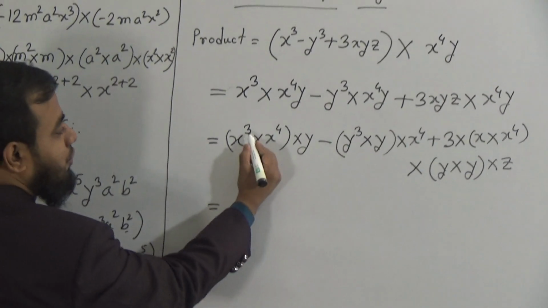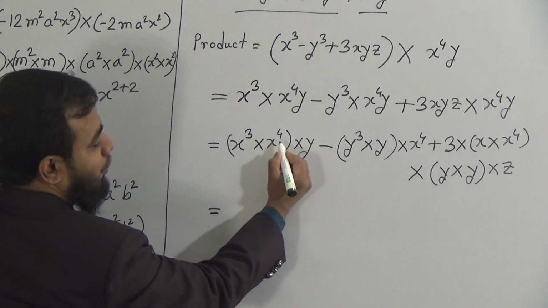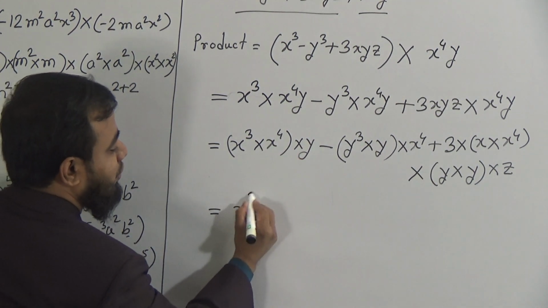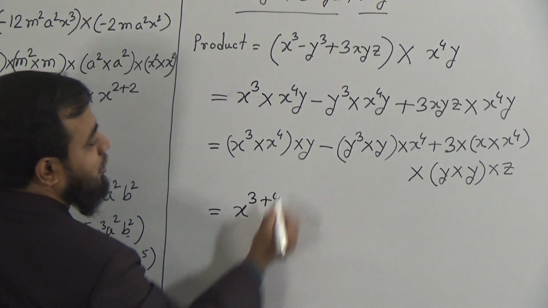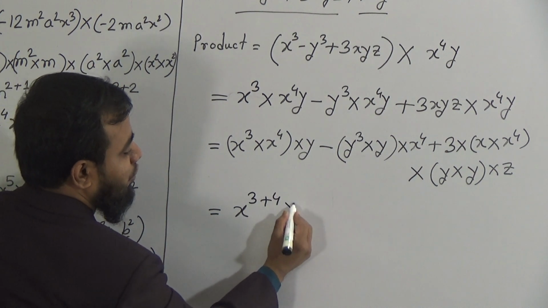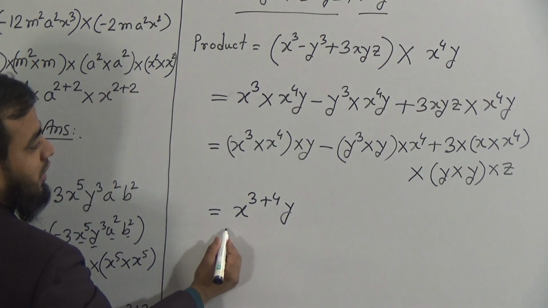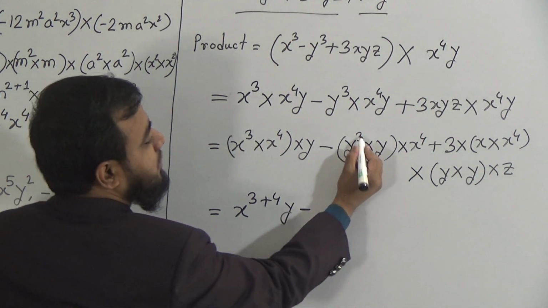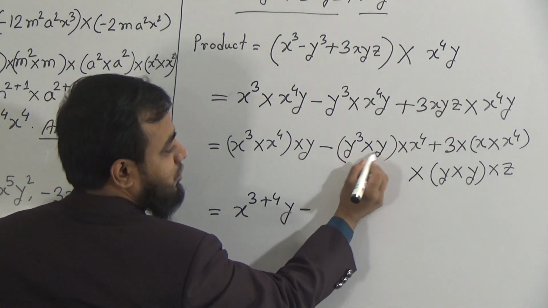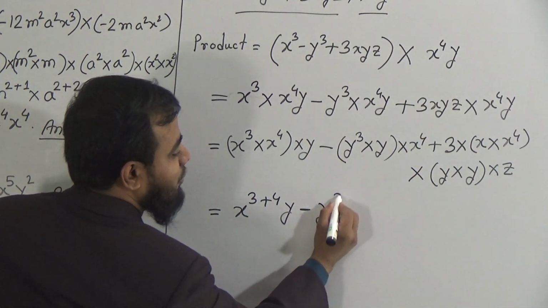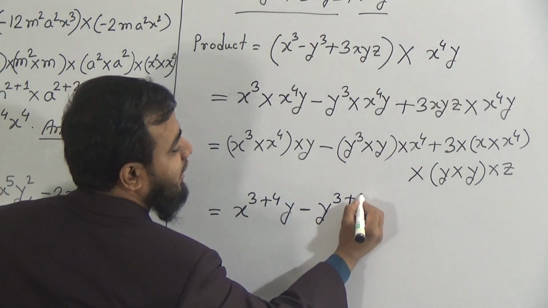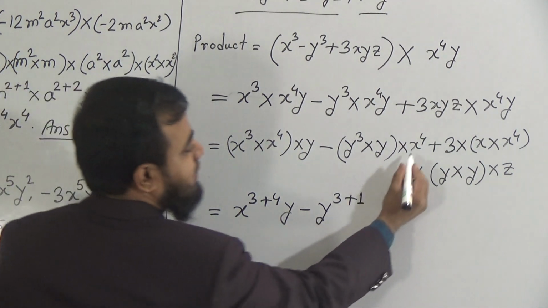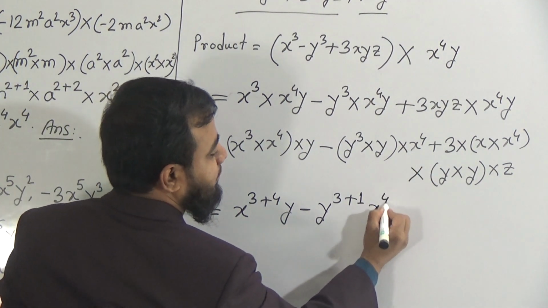We will use the first formula again to do these multiplications. Look, x to the power 3 multiplied with x to the power 4. How much will it be? x to the power 3 plus 4 multiplied with y. That means y with this one. Now it's a minus sign. We will give a minus sign. y cube multiplied with y. So it will be y cube plus this y has 1 as power. And this x to the power 4.